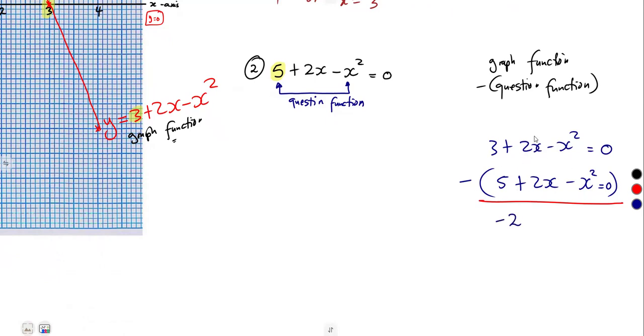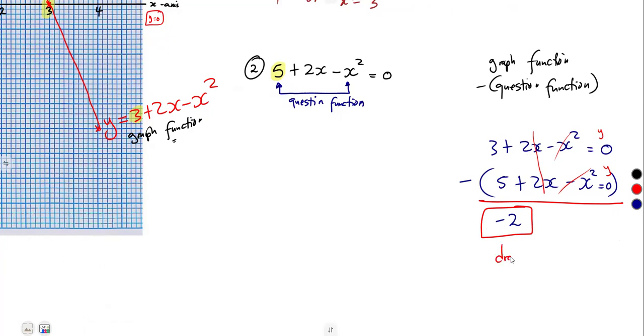2x minus 2x, this cancels. Minus x squared and minus x squared are the same, they cancel. So we are going to have a difference of minus 2, and this one is 0. The 0 there is the y. Remember, it was y is equal to. So now y is minus 2. The difference here is the one that you need.